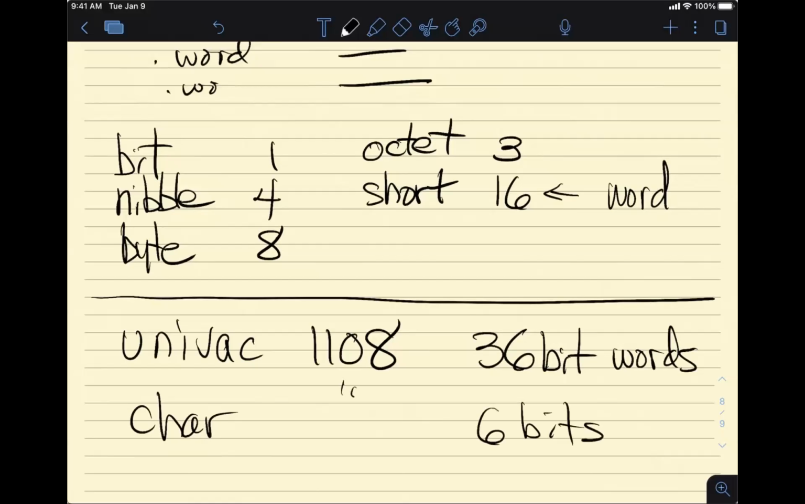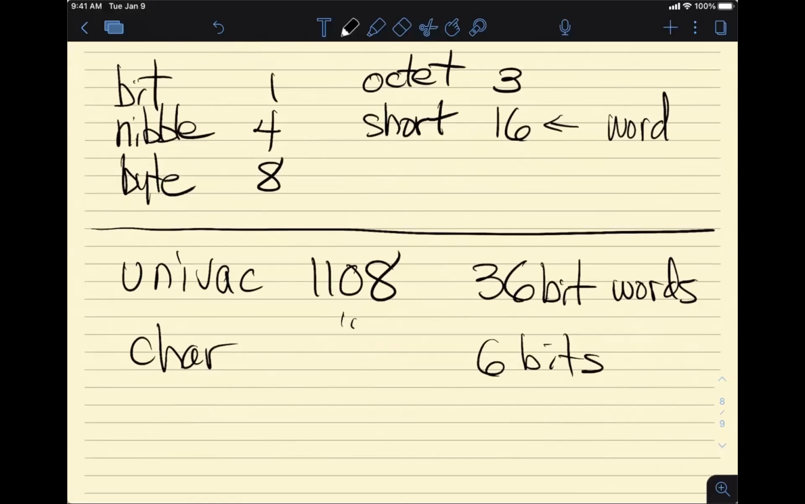So only the lowercase letters, the uppercase letters, and the numbers. And maybe a couple of others, like the period. So their character set was not actually called ASCII. It was called Fieldata. Why? Because.